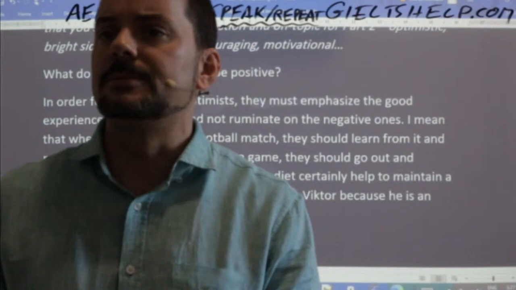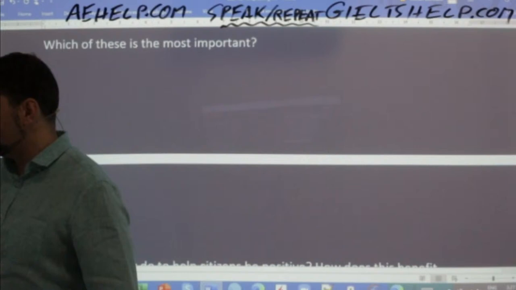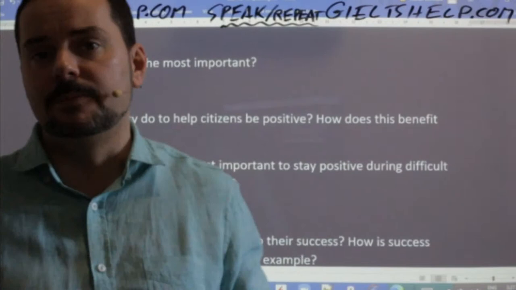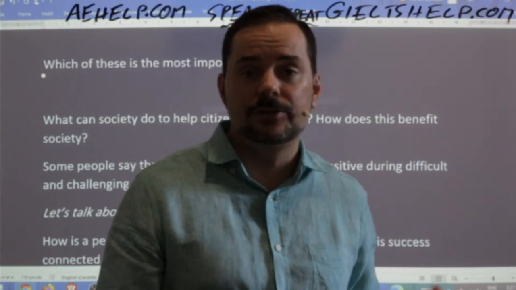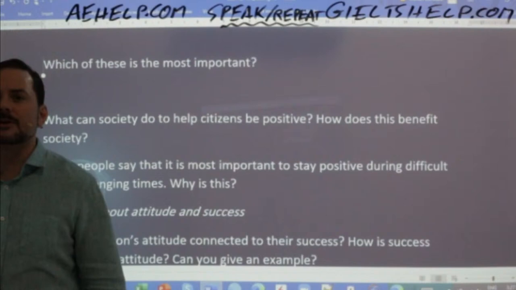Okay. All right. So then the examiner might ask you a follow-up question like, okay, which of these is most important? So in this question, the examiner is asking which of these steps is most important: to focus on the positive, to not ruminate on the negative, to eat healthy, to exercise. Which of these is the key to being healthy? Okay. All right. Bakrat, think about how to say that without using the word things.